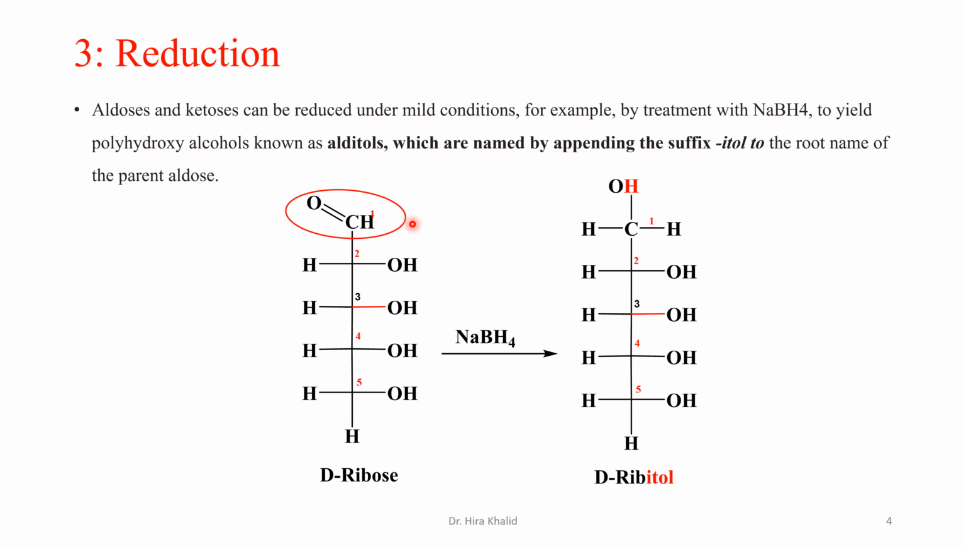Now the other kind of reaction is the reduction. So aldoses and ketoses can be reduced under mild conditions, for example by treating with sodium borohydride, which is one of the common reducing agents, to yield polyhydroxy alcohols. These are known as alditols. Again, ald is from the aldehydic functionality, and itol is the suffix we use to name it if the aldehydic functionality has been reduced.